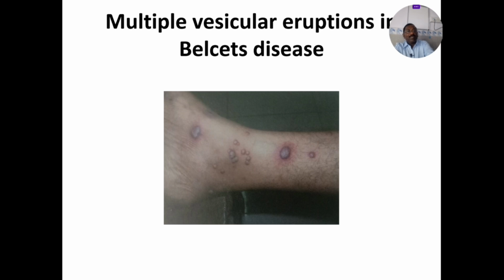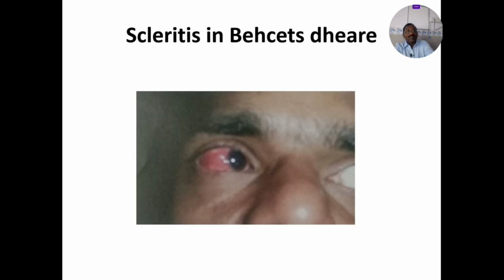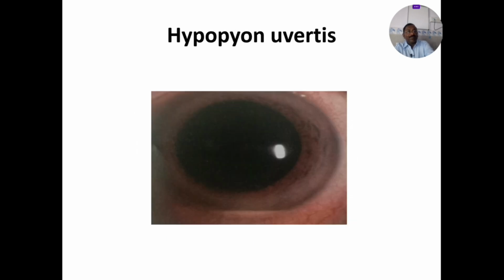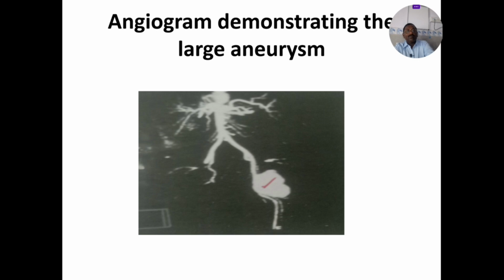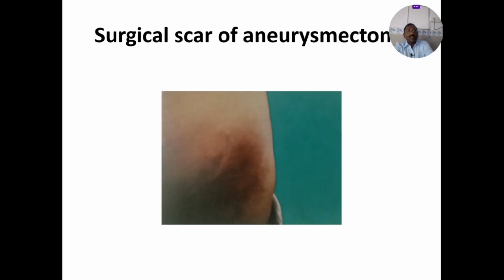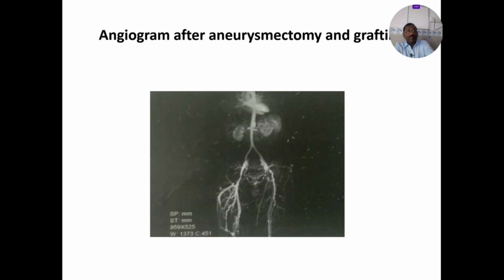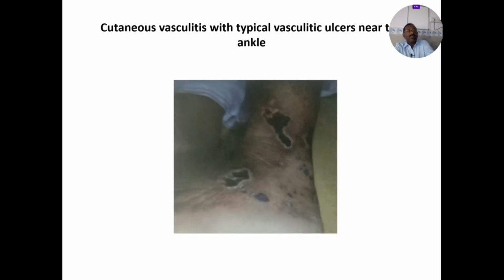See the multiple vesicular eruptions. So this is the scrotal ulcer, scleritis, hypopyon and uveitis, large pulsatile swelling due to the aneurysm of the femoral artery. See the aneurysm here, surgical scar of the aneurysmectomy by the vascular surgeons, angiograms after aneurysmectomy, cutaneous vasculitis, the typical vasculitis pictures.